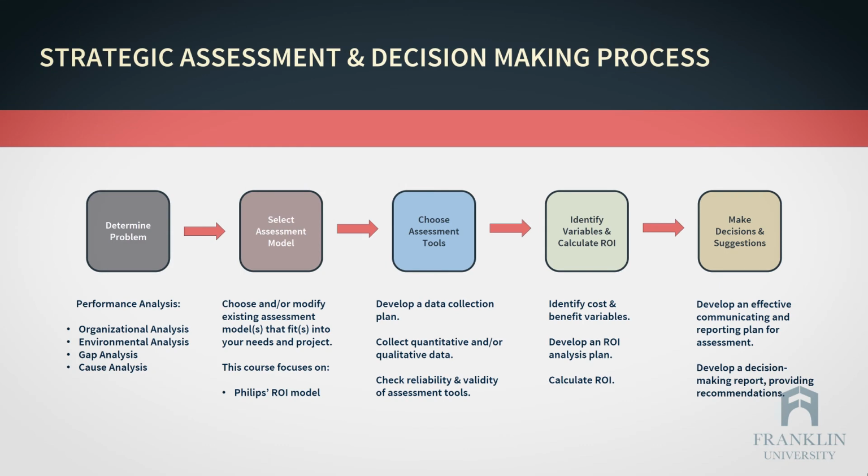The last phase of the process is making decisions and suggestions based on the ROI analysis you completed in the previous phases. Based on the ROI data you collected and analyzed, it's time to develop an effective decision-making report. In your report, you will include your decision on the intervention implemented, that is, whether the intervention will be kept, revised, or removed, and also provide your stakeholders with a recommendation on how to improve learning and performance.